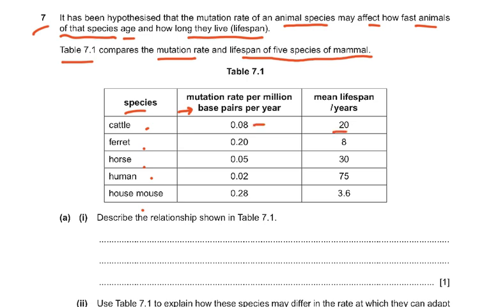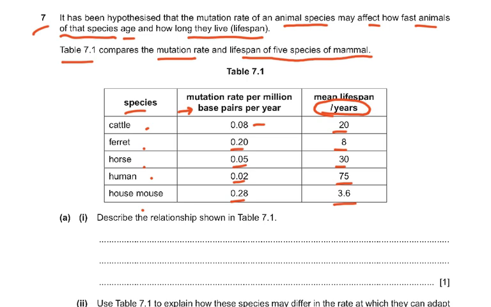Mean lifespan was 20. Ferret was 0.20 and it was 8. Horse was 0.05 and 30. Human was 0.02 and the lifespan was 75. And house mouse was 0.28 and the lifespan was 3.6 years. So the mutation rate is per million base pairs per year.